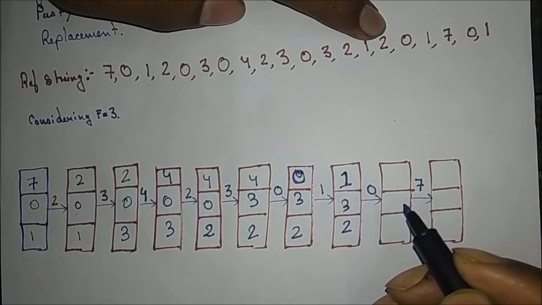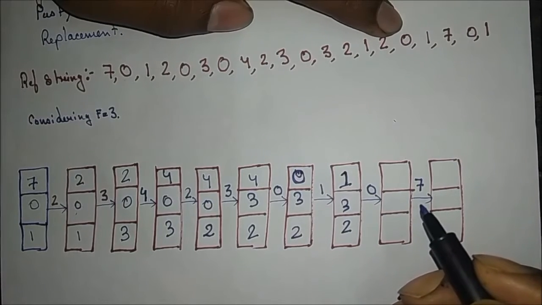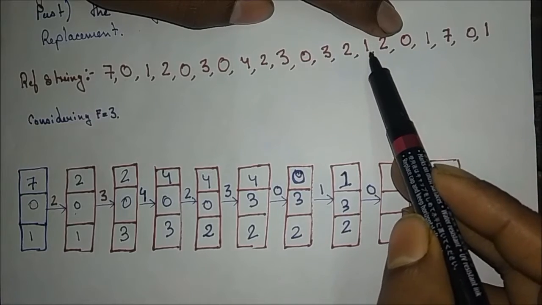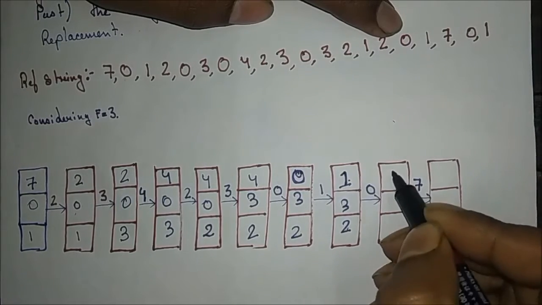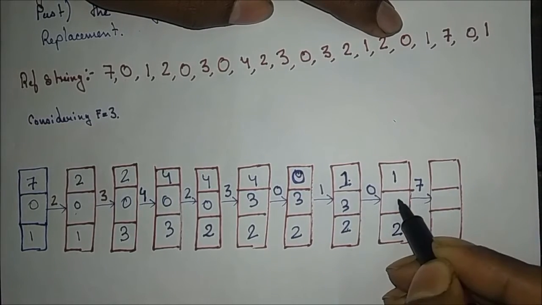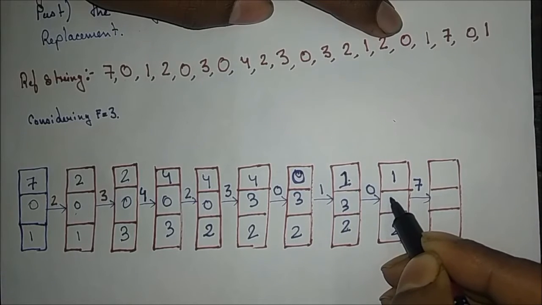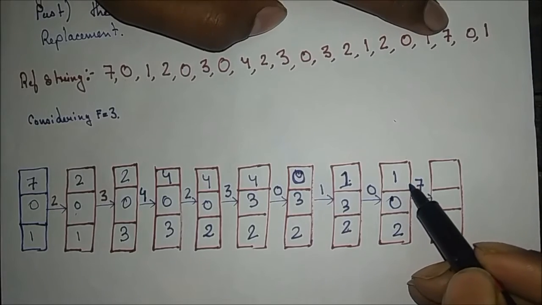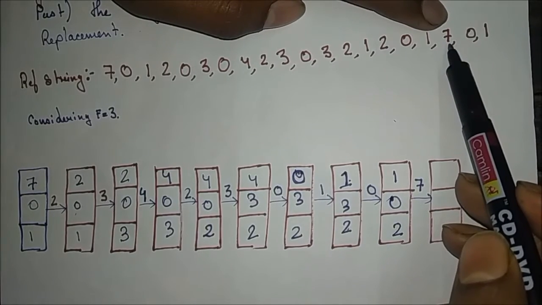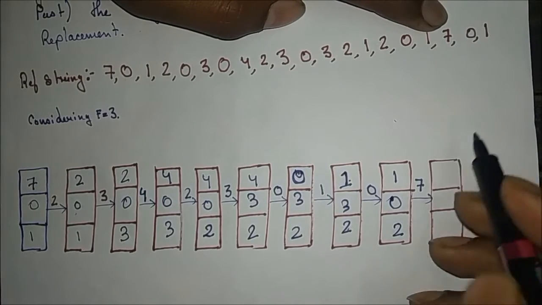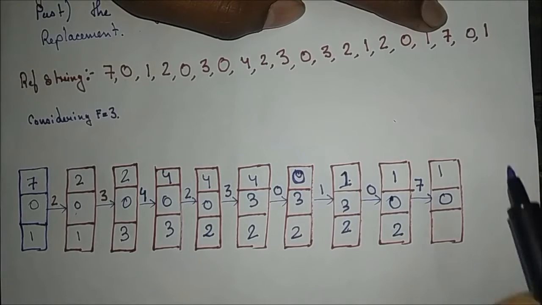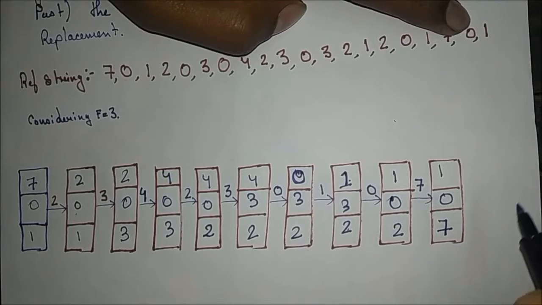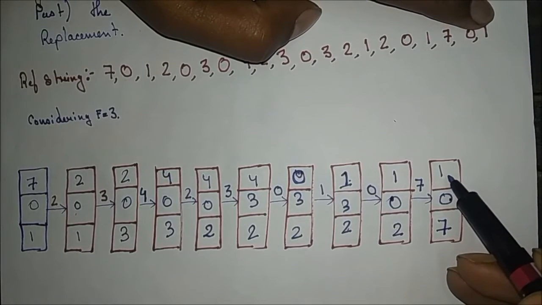The next page is 2, already there. The next page is 0. Which page should be replaced? 2 and 1 are already there, so I have written 1 and 2 here, and 3 will be replaced with 0. Now 1 is already there. Now 7 is coming. 1 and 0 are recently used, so 2 will be replaced with 7. The next page is 0, it's already there. 1 is already there.